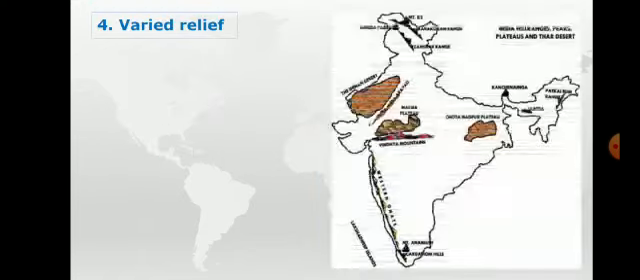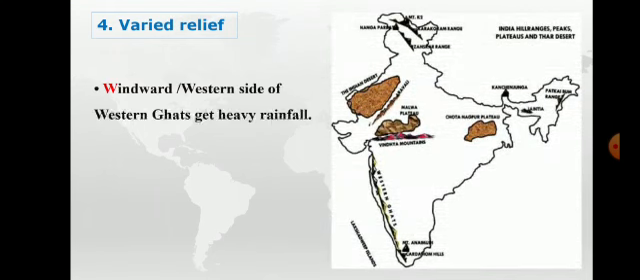Next we'll see varied reliefs. So first we'll see about the Western Ghats. As you see on the map, the Western Ghats are towards the west side of the map. The Western Ghats have heavy rainfall on the western side because they stand in the way of the southwest monsoon winds which are coming from the Arabian Sea.